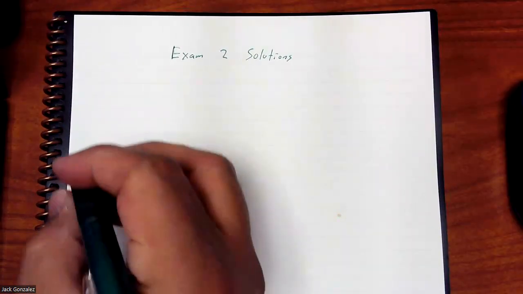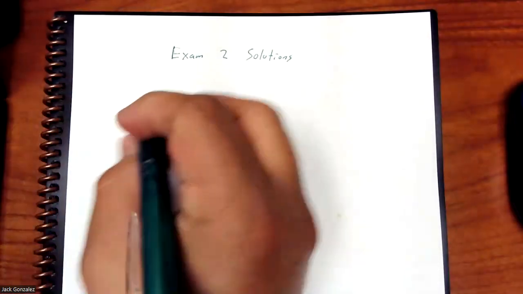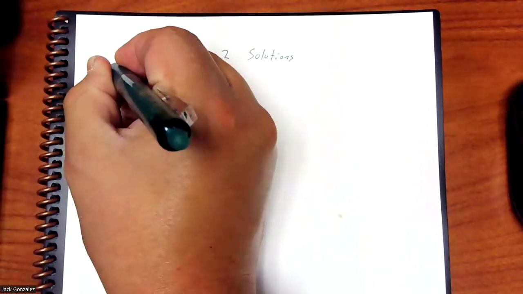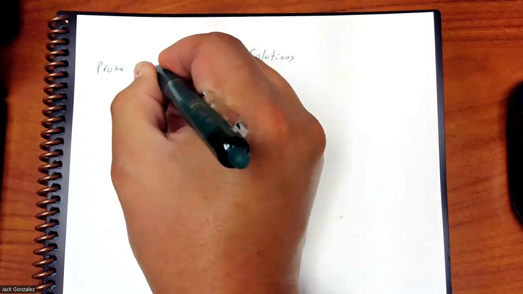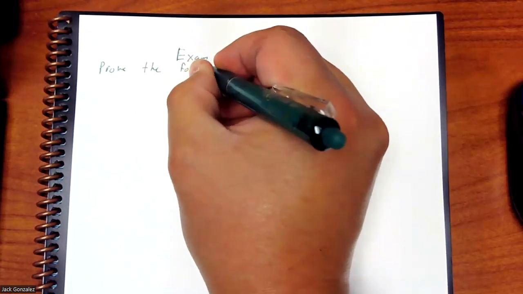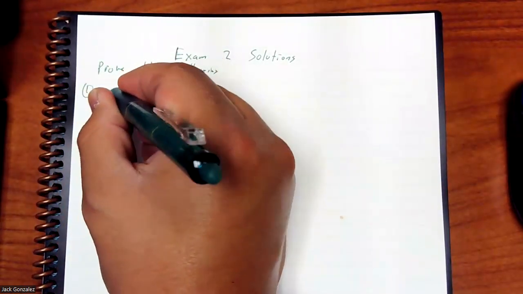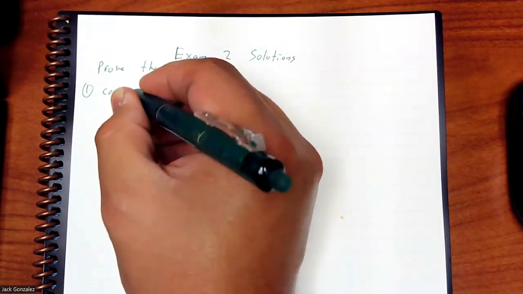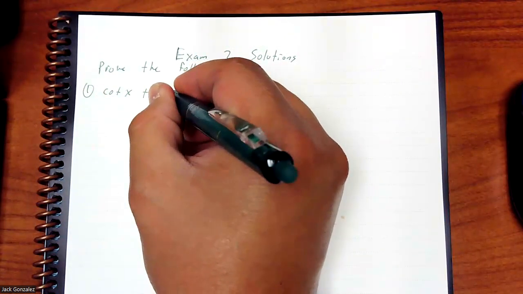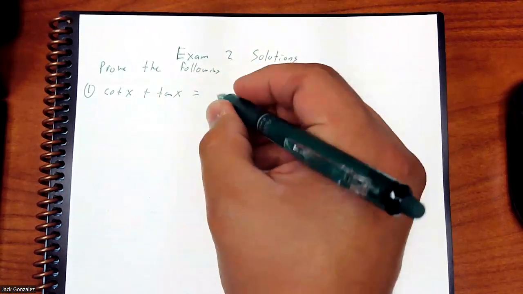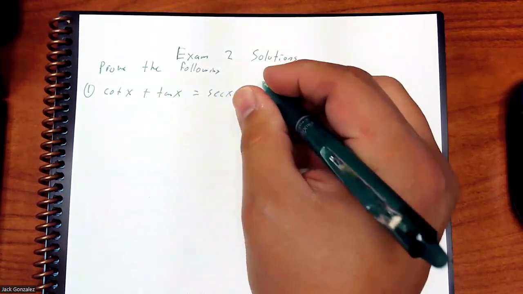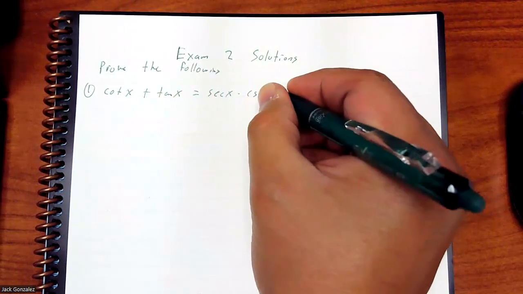Right, so number one, 1, 2, and 3 we just prove. Prove the following. Number one, cotan x plus tan x equals secant x times cosecant x. I'm going to start on the left.